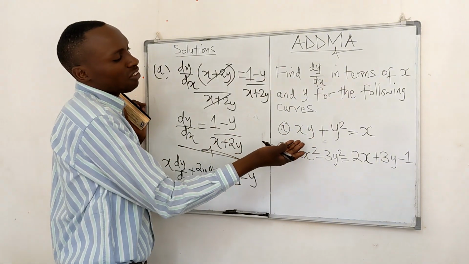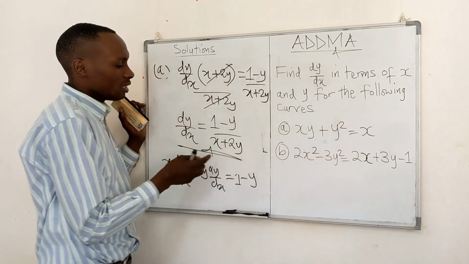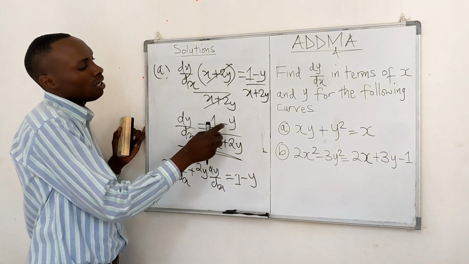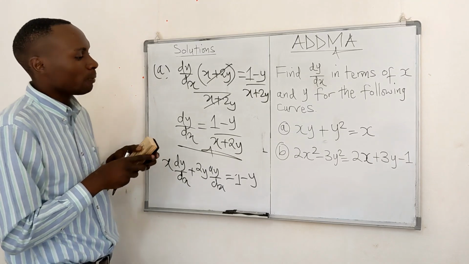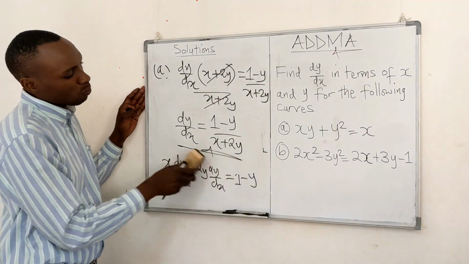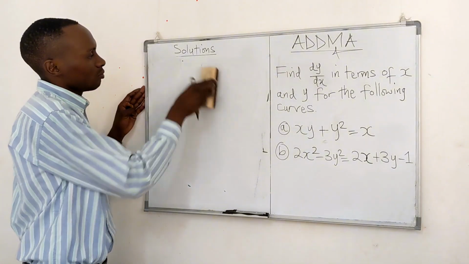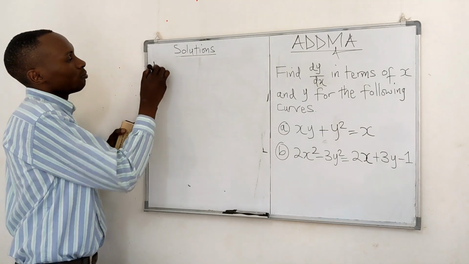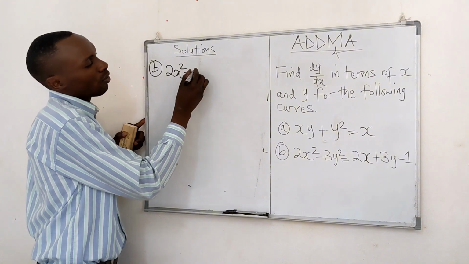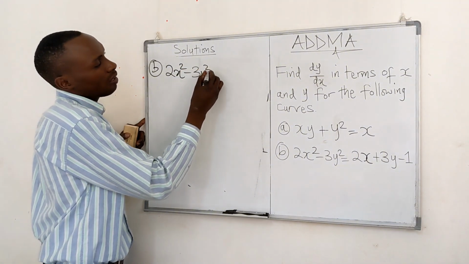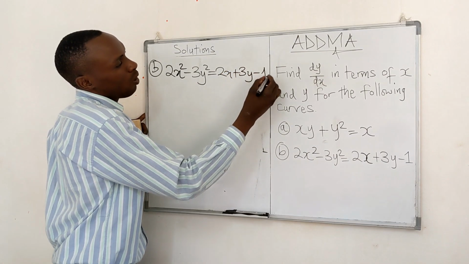So finding the derivative of xy plus y squared equal to x gives us dy/dx equal to (1 minus y) over (x plus 2y). So that is for the first part. Then for the next part, for b, we have 2x squared minus 3y squared equal to 2x plus 3y minus 1.